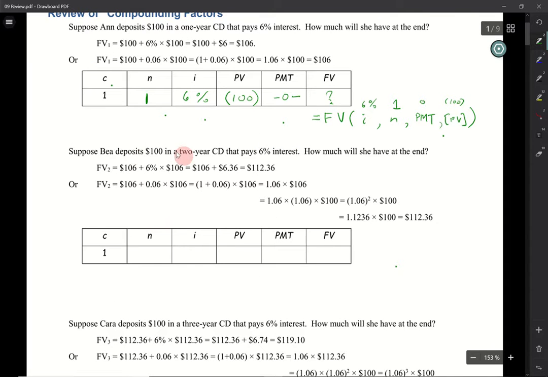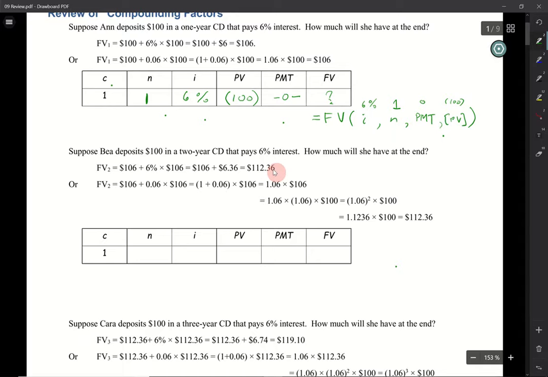Next problem is just now B is doing a 2-year CD at 6% interest. How much will she have? Again, for the first year, you repeat this calculation, and then for the second year, you have another instance of it. So you run it beginning with 106 now. For the second period, your starting point is now 106, so you receive the 6% on $106, and so you have not 112, but 112 and 36 cents.